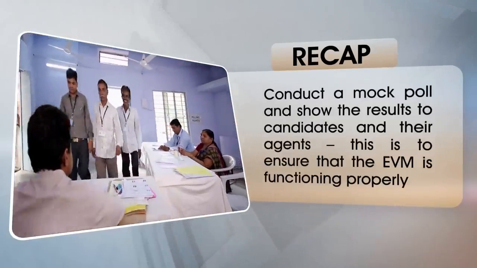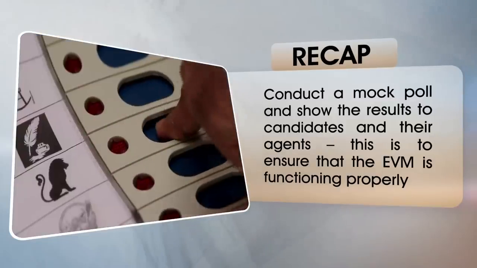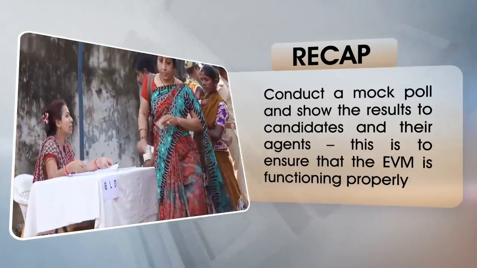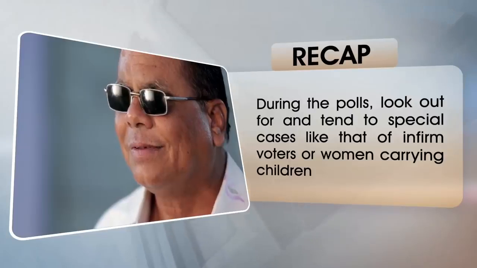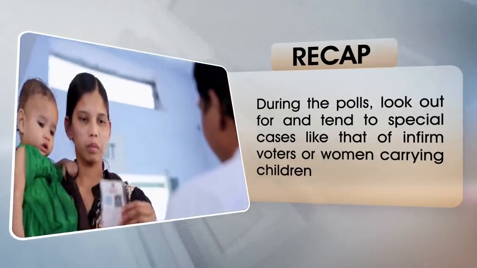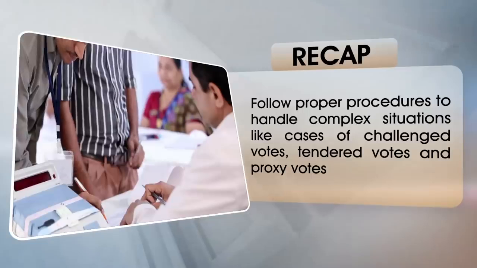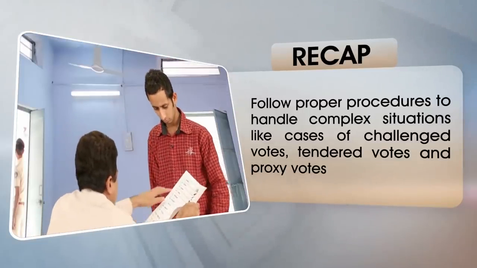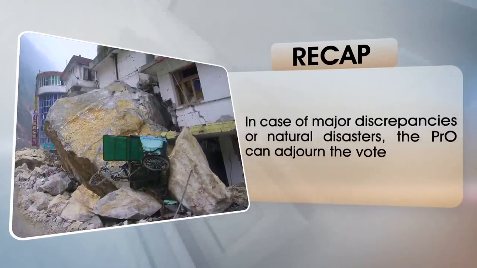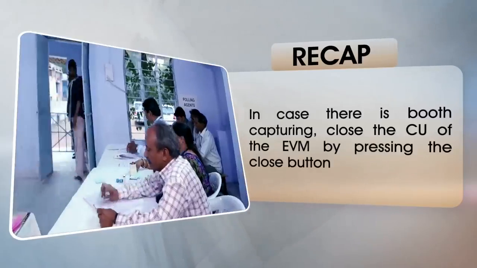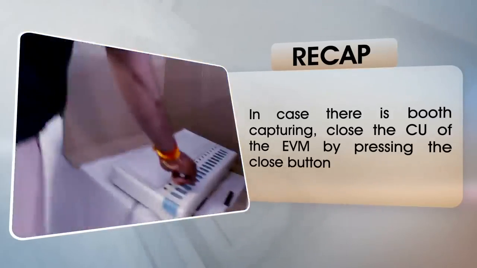Conduct a mock poll and show the results to candidates and their agents. This is to ensure that the EVM is functioning properly. During the polls, look out for and tend to special cases like that of infirm voters or women carrying children. Follow proper procedures to handle complex situations like cases of challenged votes, tendered votes, and proxy votes. In case of major discrepancies or natural disasters, the PRO can adjourn the vote. In case there is booth capturing, close the CU of the EVM by pressing the close button.